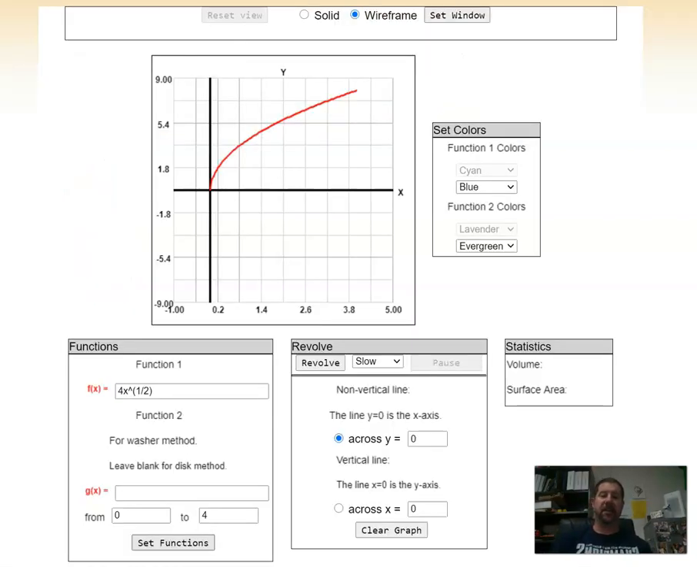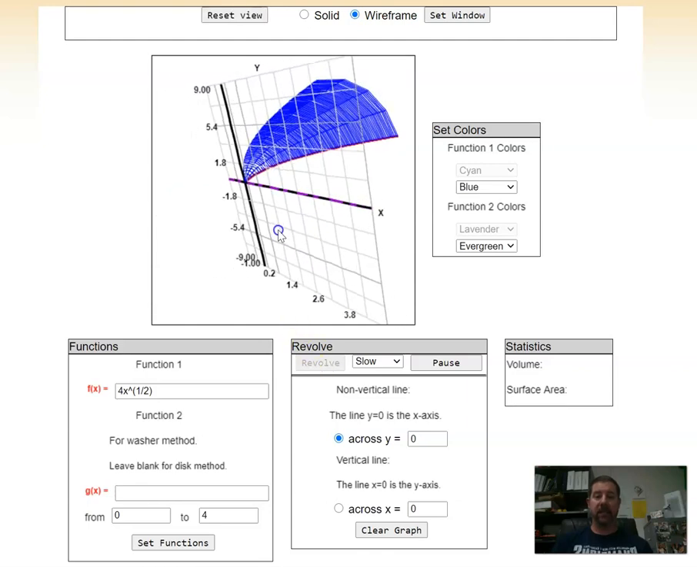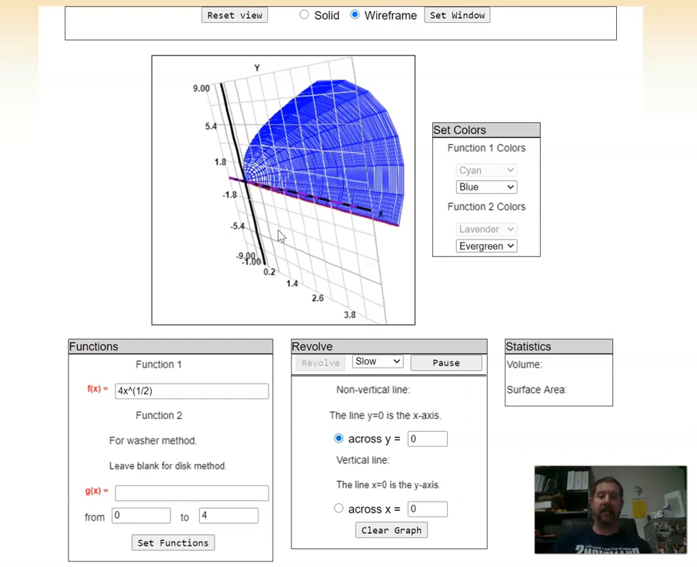Okay, so I found that this little app or website helps me visualize what's going on a little better. Same thing here in the red line. Now we have our graph 4 root x, right? And we're going to revolve this around the x-axis. So if I do that, I'll start revolving it, and you can kind of see it going here. If I move it, you can see what it's doing. It's taking it and going around the x-axis.